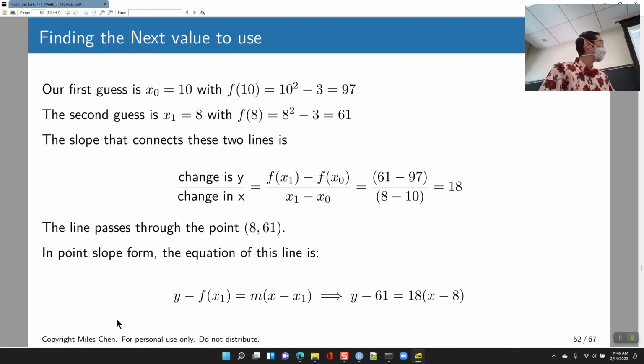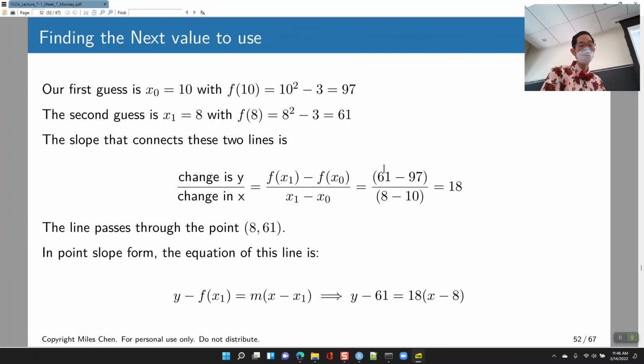So how do we figure out the next value? Well, we start off with our 2 initial starting points, 10 and 8, and I calculate their points, 97 and 61. And we say, okay, well, what is the change in y divided by the change in x? All right, and that's how I get my slope.